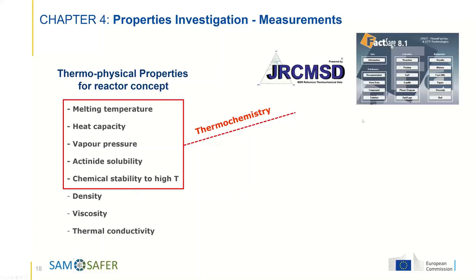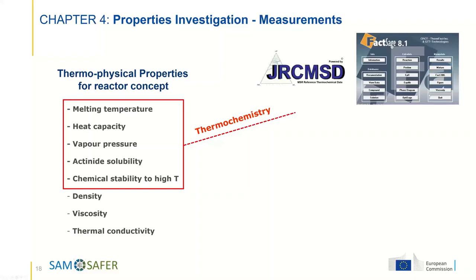So this part of the properties is related to the thermochemistry. Marcus already announced we have what is called the JRCMSD, a quite extensive thermodynamic database describing in principle all fuel concepts, even the six concepts I showed on my second slide. So they are all described by this database. Of course, it can be improved with new data. We are working on it, but it already provides quite a good description.